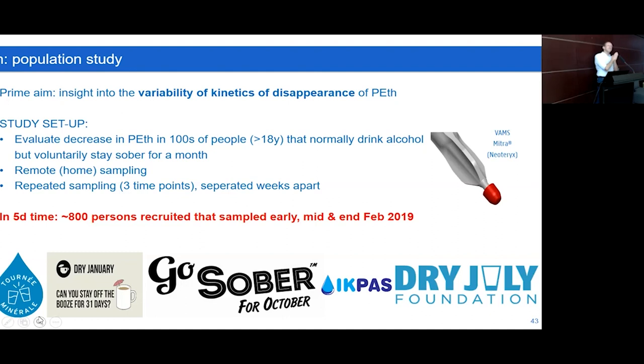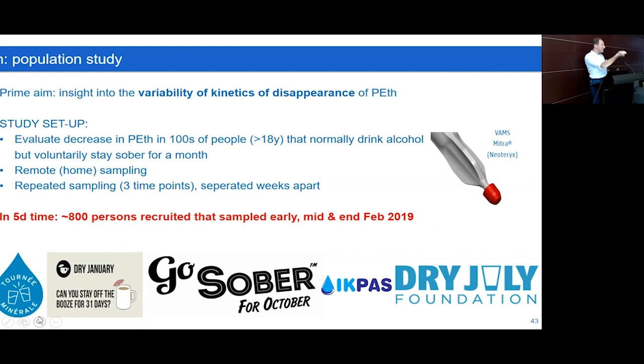Yeah. And actually, what these individuals had to do was sample early February, mid and end of February. So they had been drinking in January because that was a requirement. And then we had an initial value. Then we saw the decline in these individuals. These individuals are motivated to remain abstinent, and even more motivated probably, because they really wanted to get insight into how this Dry in July, how this Tournée Minérale is affecting my body, how it is affecting my biomarker. So we didn't need to pay them. And actually, we could really put the incentive with them.